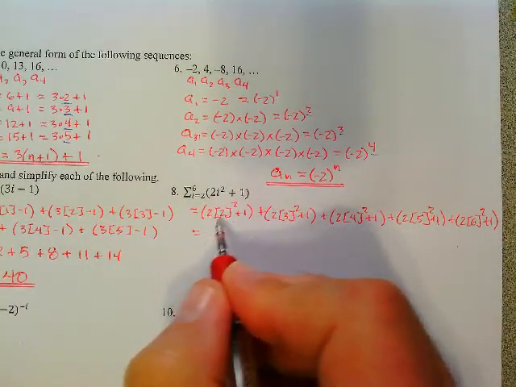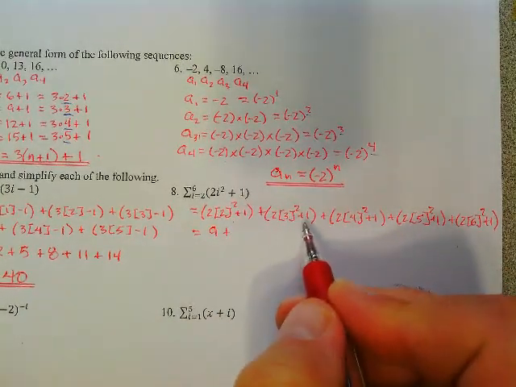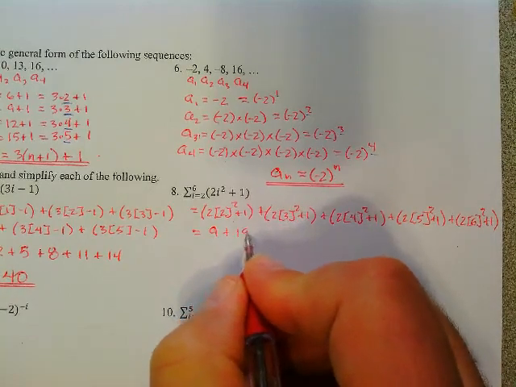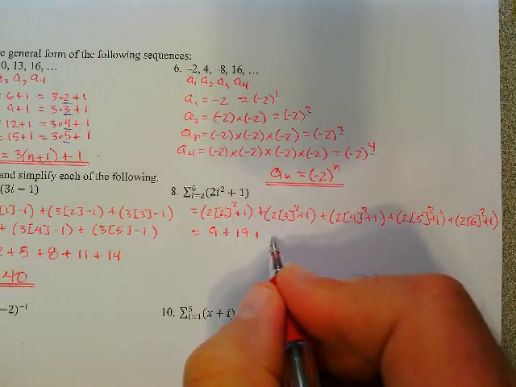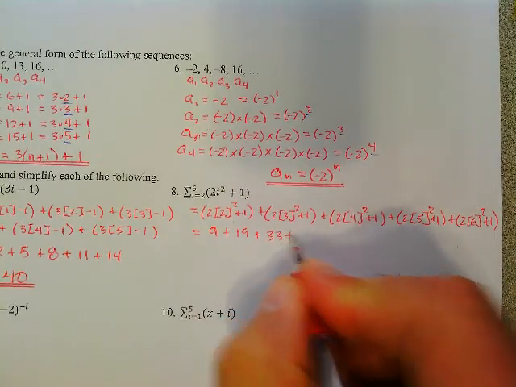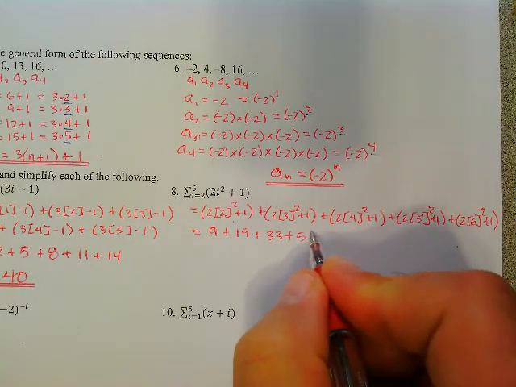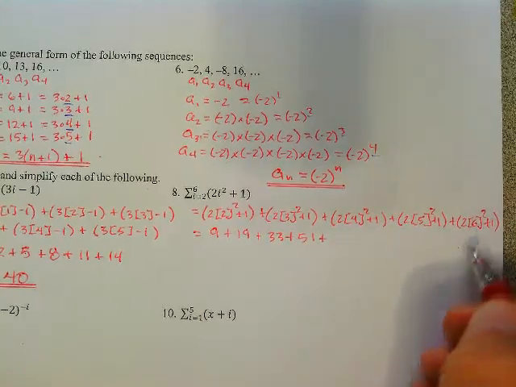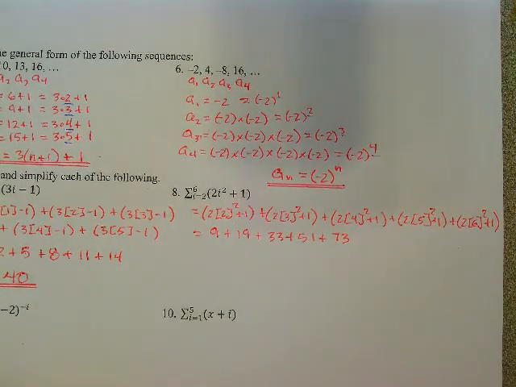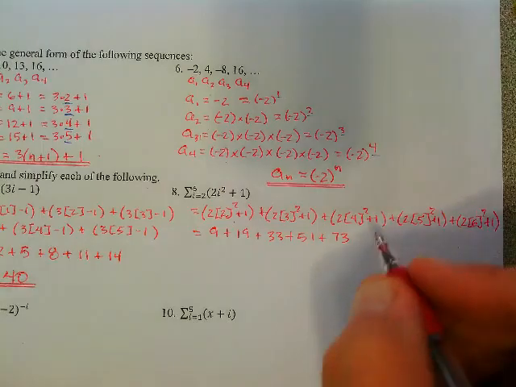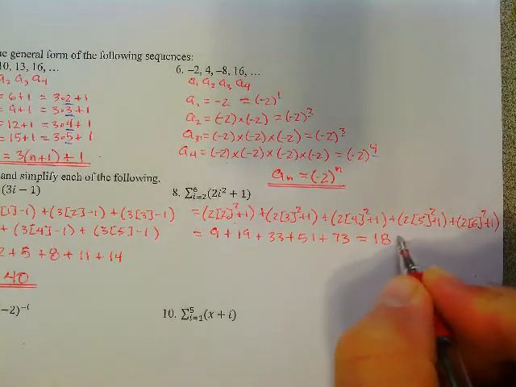Okay, so 2 times 4, 8, plus 1 is 9. 2 times 9 plus 1 is 19. 2 times 16, 32 plus 1 is 33. 2 times 25 plus 1, 50 and 1 is 51. 2 times 36, 72 plus 1, 73. Which equals 185.